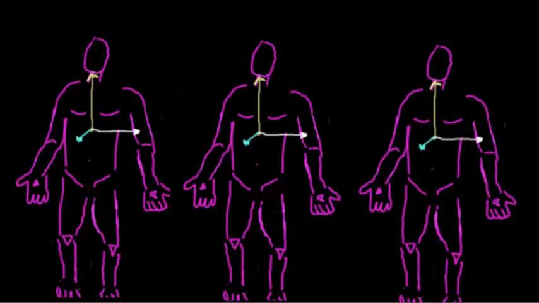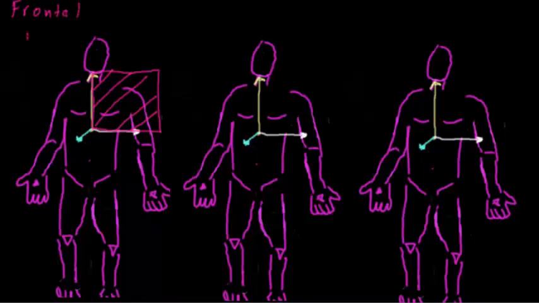So there are three different planes of motion that we're going to be talking about today, and let's get right into it. Right between this yellow and white, this quadrant right here, think of this as a piece of glass that is cutting your body from front to back, and because of that, this plane is going to be called the frontal plane.